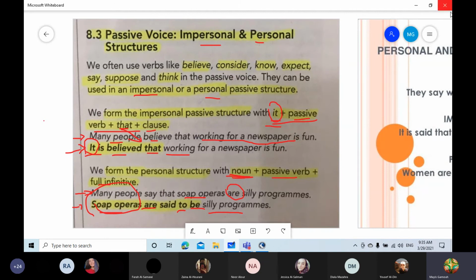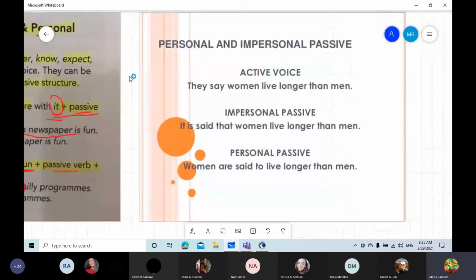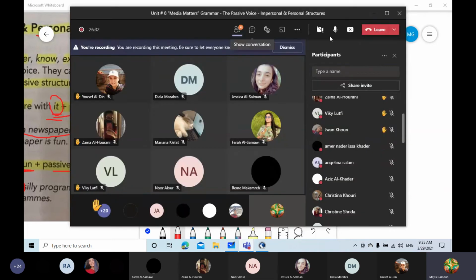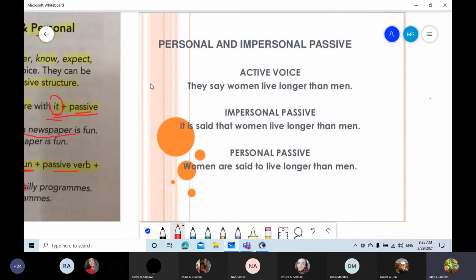Let's have another example in order to clarify it more. I would like one student to explain for me the active voice with the impersonal, and another student to explain the active voice sentence with the personal. So who would like to read? Yeah, Juan, and explain the first sentence. Personal and impersonal passive. The active voice: they say women live longer than men. Impersonal passive: it is said that women live longer than men.